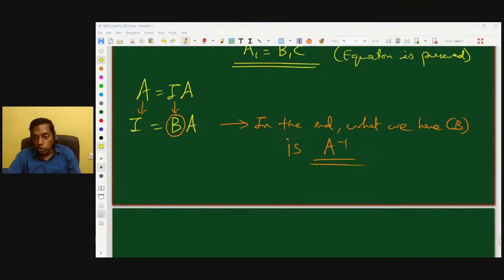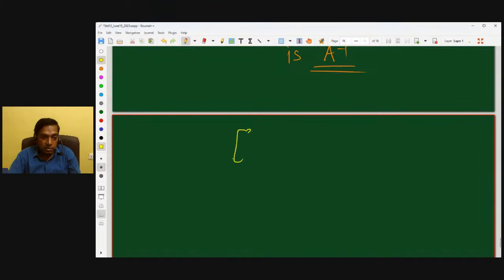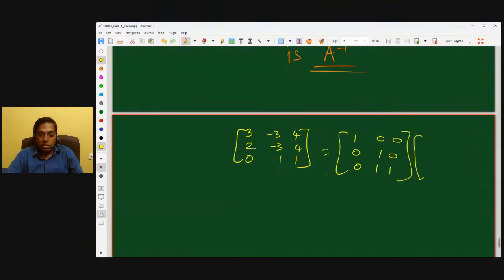Your original matrix is 3 minus 3 4, 2 minus 3 4, and 0 minus 1 1. I hope there is nothing special about this matrix. It's not special. It's in fact a nice matrix. Think of this as equal to 1 0 0, 0 1 0, 0 1 1 times 3 minus 3 4, 2 minus 3 4, and 0 minus 1 1.